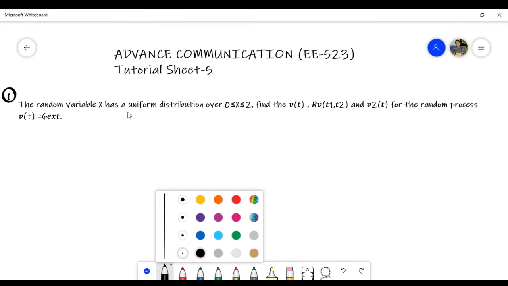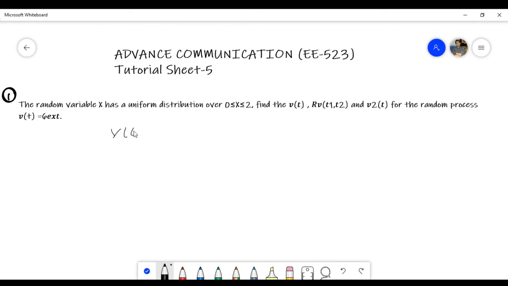So the given thing is v of t equals 6e^(x t). Okay, so here v of t is nothing but a function, where x is the random variable and t is the time. So you have to find the mean, the autocorrelation R_v of t1 comma t2, and v square of t.